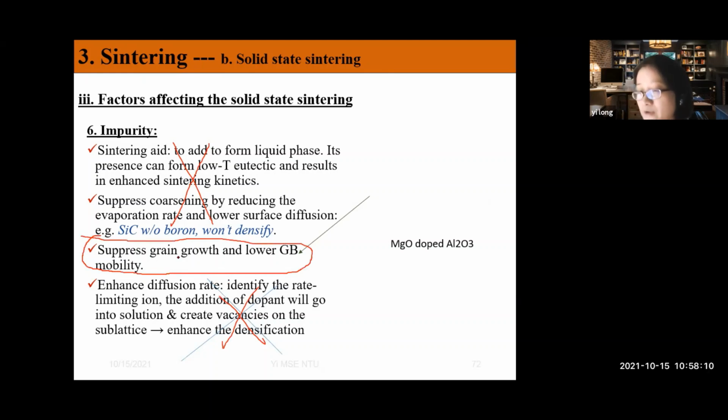Okay, so suppress the grain growth and lower the grain boundary mobilities. So why is this important? Remember root 1 and root 2. Root 1, root 2. If you remember root 1 very clearly, please answer my question now.